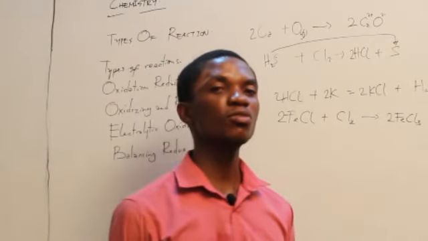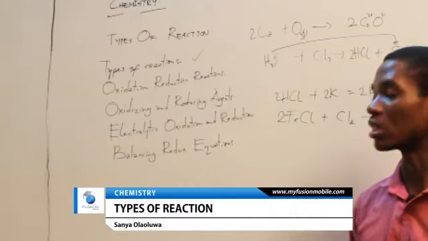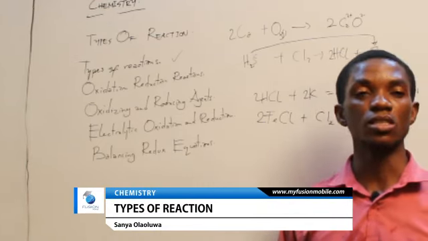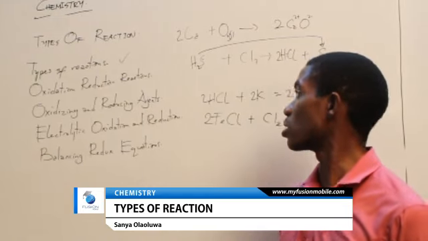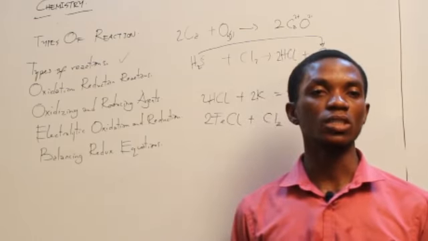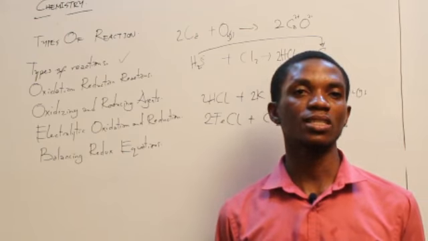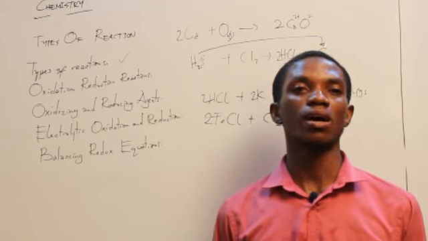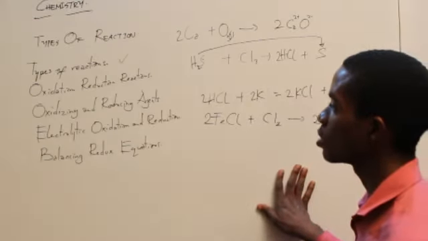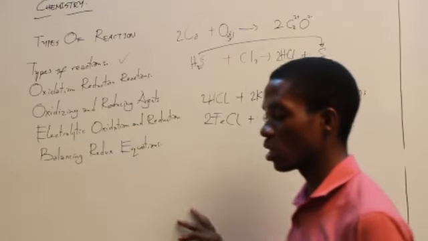Which means it is the removal of oxygen, it is the addition of hydrogen, it is the gain of electron, and also it is the addition of less electronegative substances or removal of more electronegative substances. So this is basically what oxidation reduction reactions is all about.